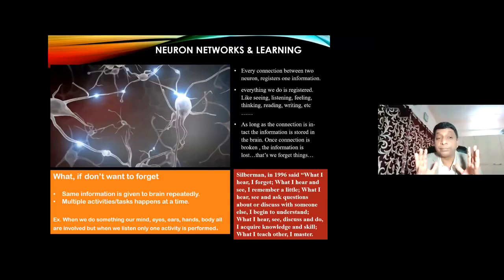So now what happens? How many neurons do I have in my mind? We know 100 billion neurons. So now how many connections can we make? Each neuron can make 1,000 connections. So you remember, trillions and trillions of connections we can make in our mind.